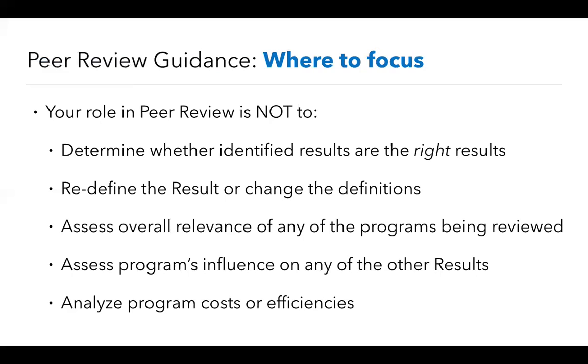The relevance of the program as a whole is not within the purview of this process. It's just to look at the relevance of that program to your result area. And then we don't need to look at the costs or efficiencies within a program. We're simply looking at whether or not the division score is accurate and whether or not you agree with the influence on the overall result area to which you've been assigned.